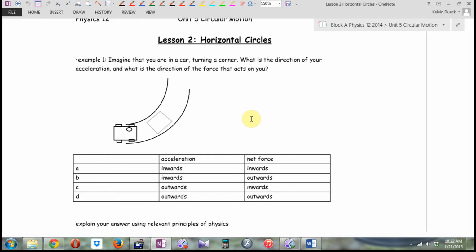What's the direction of the acceleration? And what's the direction of the net force that acts upon you? Let's do the first part. I've tried to convince you: if you're turning a corner, moving in a circle, what's the direction of the acceleration?